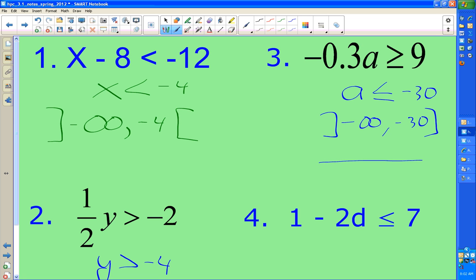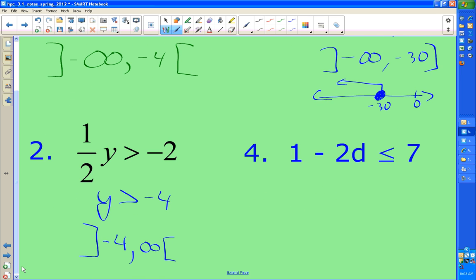If you were to graph it on a number line, you would start, here's -30. You would have a closed circle. It would go to the left, here's 0. Okay. Be careful on this last one. It's easy. You just have to make sure you're doing order of operations correctly.